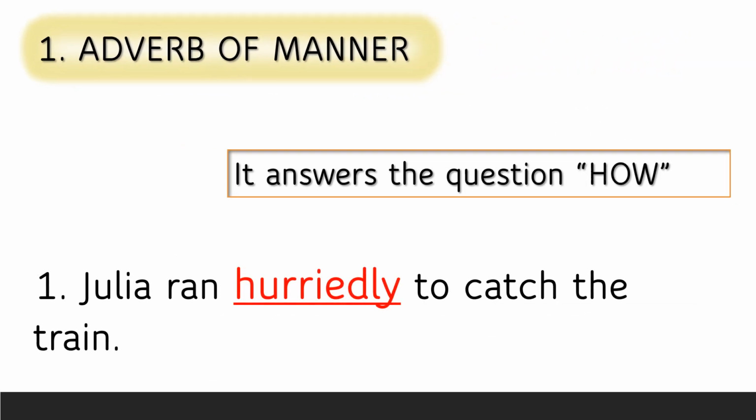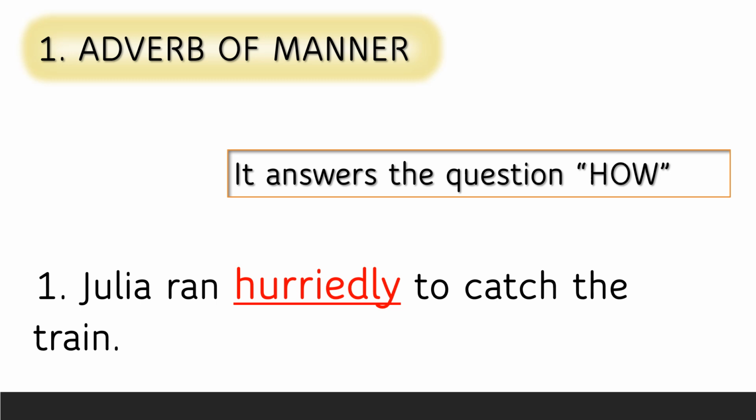First example is: Julia ran hurriedly to catch the train. Here, hurriedly modifies the verb ran, telling us how she ran, with speed. The word hurriedly is an adverb, which I have underlined. Hurriedly, the adverb, modifies the verb ran, telling us how she ran, means with speed.